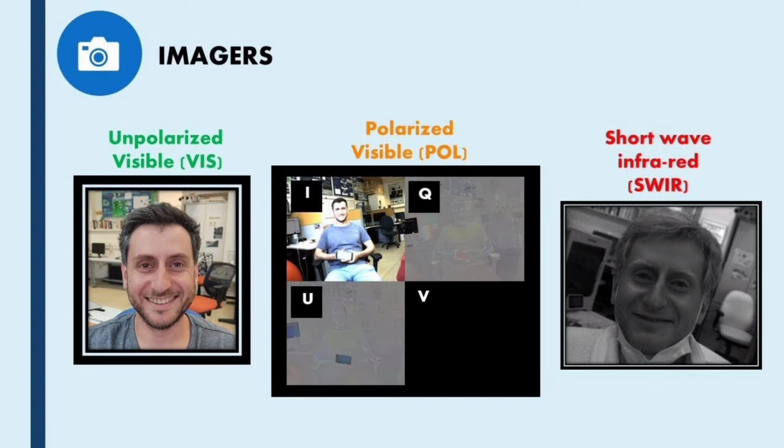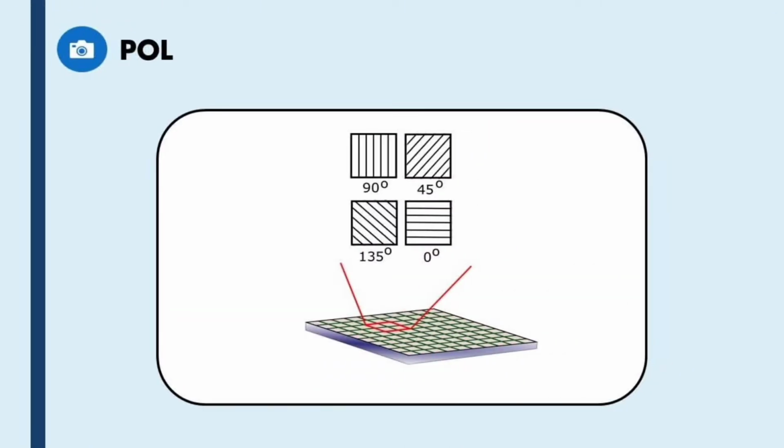The center images are Vadim's Stokes vector components. They're the output of a polarized visible imager, which uses Sony's polarized sensor. In this sensor, each pixel has a wire grid linear polarizer. Adjacent pixels have different wire grid angles, which are used to estimate the Stokes vector per 2x2 pixel block.